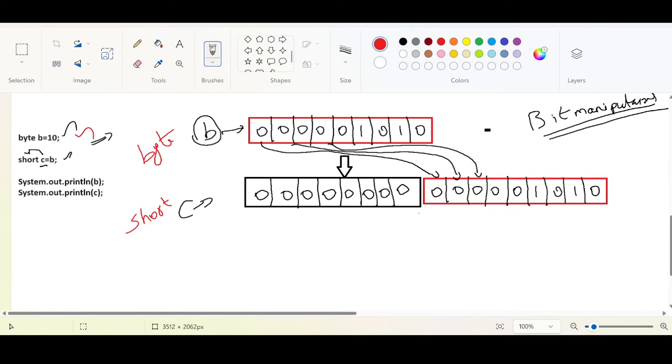Right? If you convert this again, you will get the value 10 itself. All the binary numbers, if you convert them to the equal decimal number, you will be getting 10 itself. But internally, the size of the memory is getting increased. As simple as that.